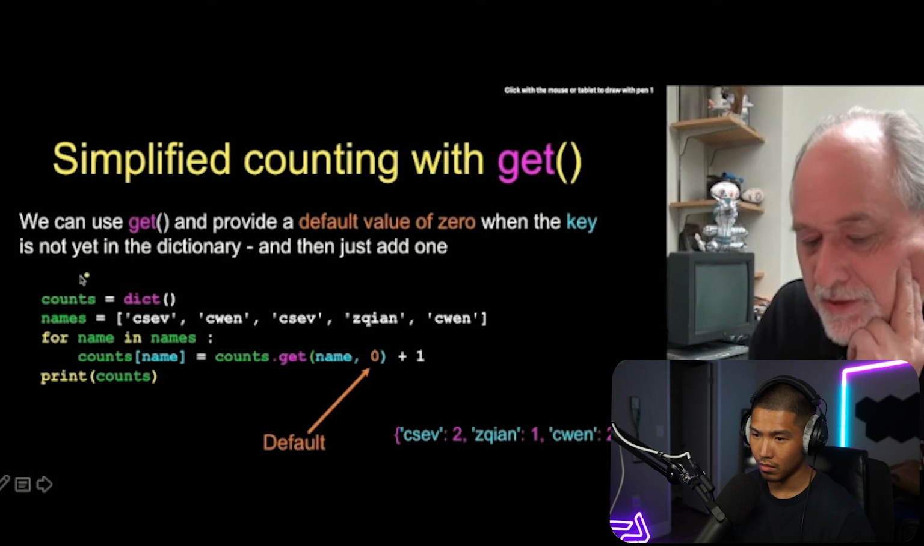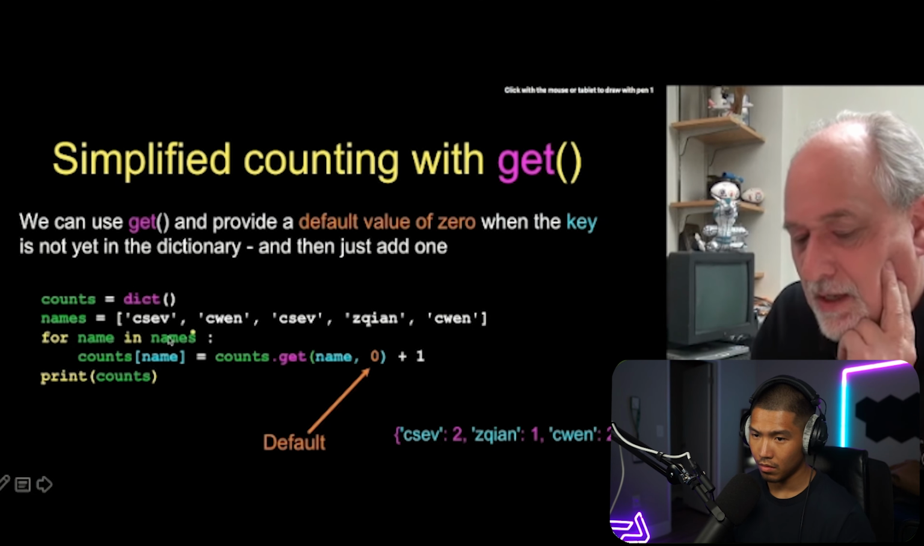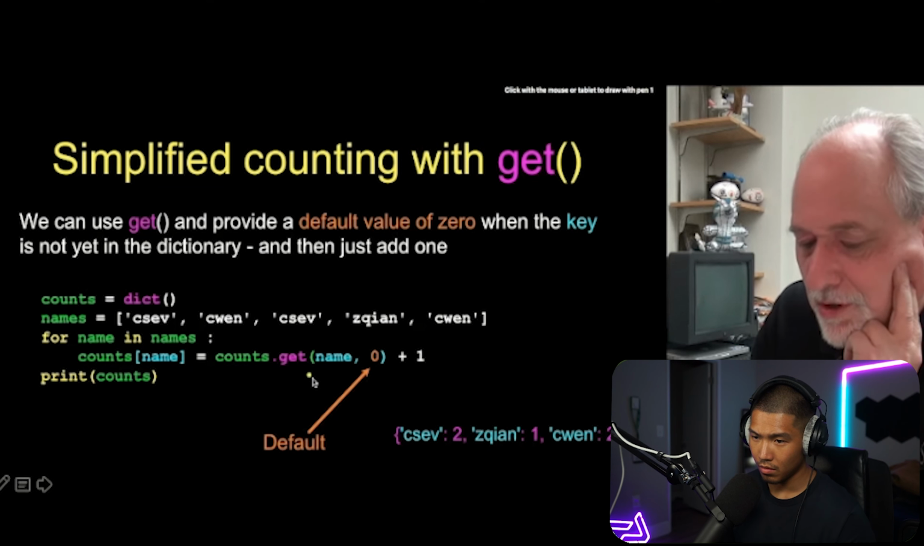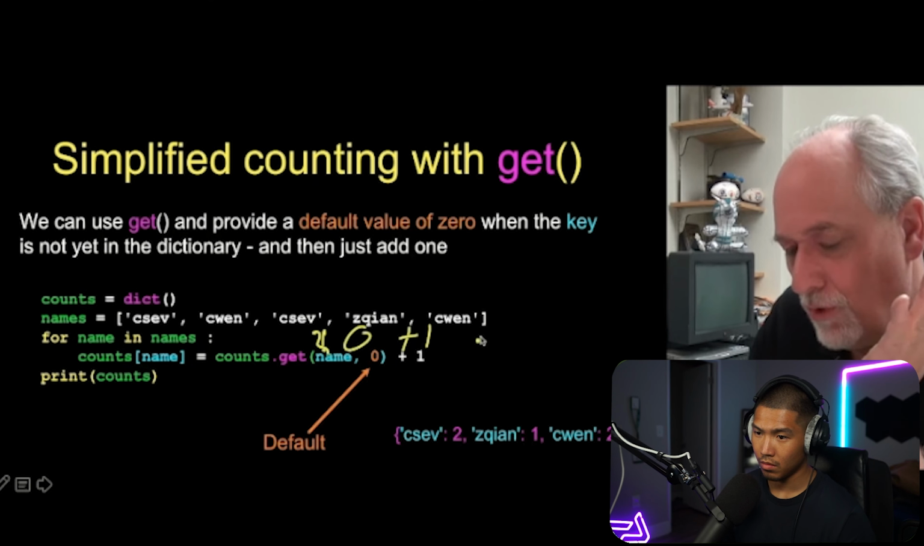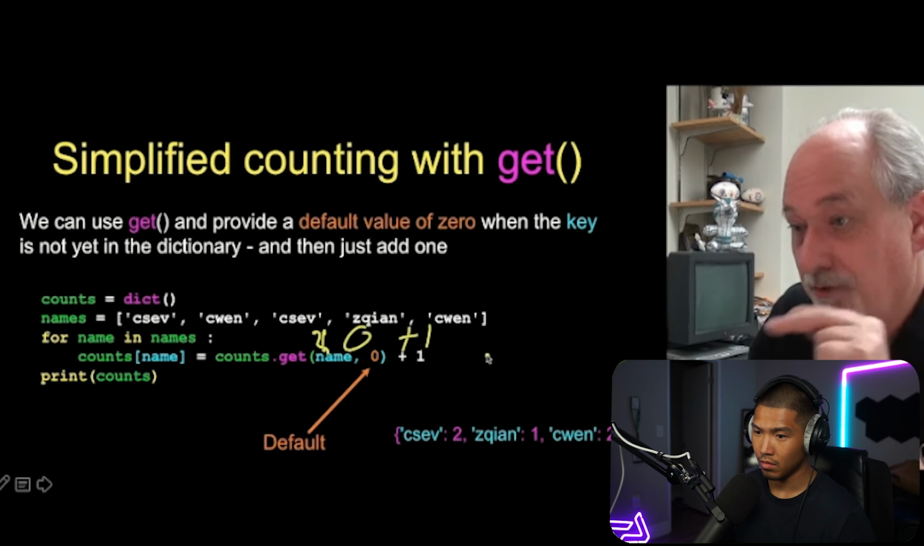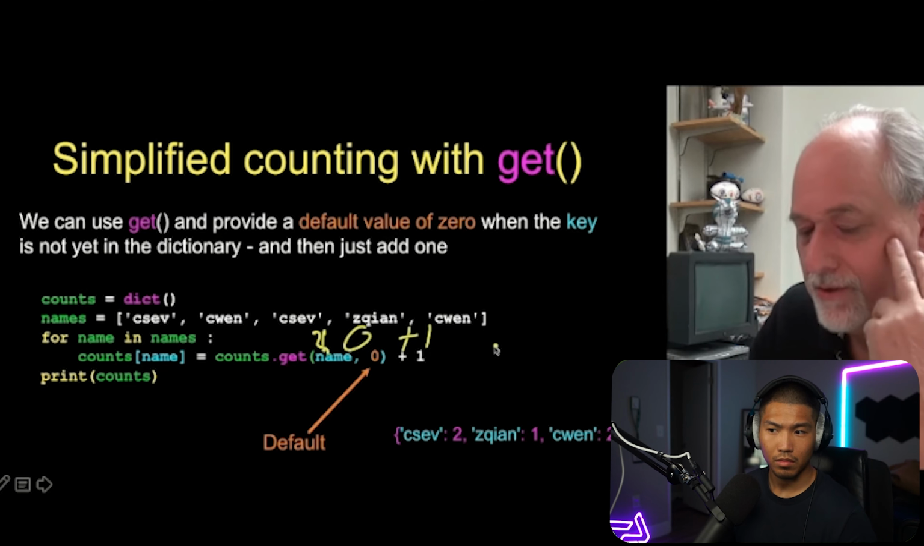So everything else in this is the same. Name is going to go through these 5 values. And we're going to say counts sub name equals counts.get name, comma 0, plus 1. And so if, for example, this already has a 1 in it, then this is going to be 1 plus 1 becomes 2. If it's not, it's going to be 0 plus 1 equals 1. And so this is the idea of if new, set it to 1, not 0, set it to 1. Because the first time you see something, the count should be 1, not 0. So that's why we make this the default.